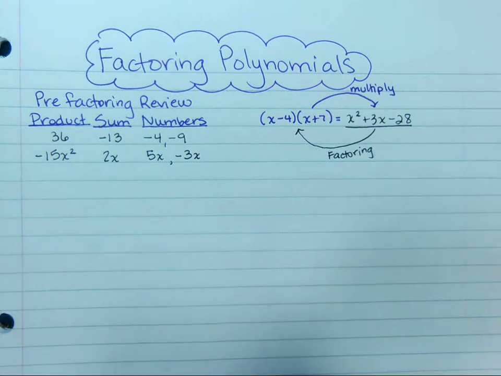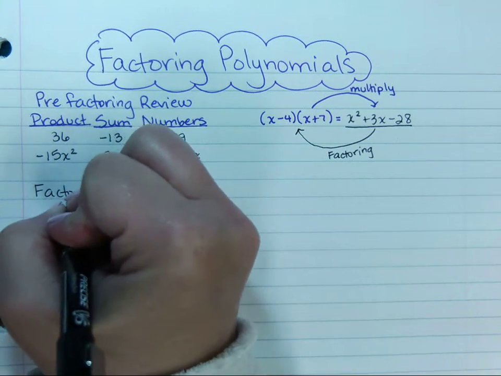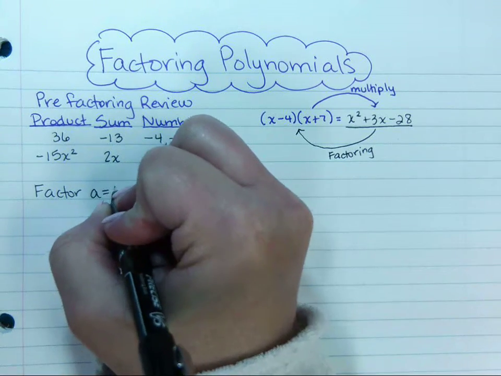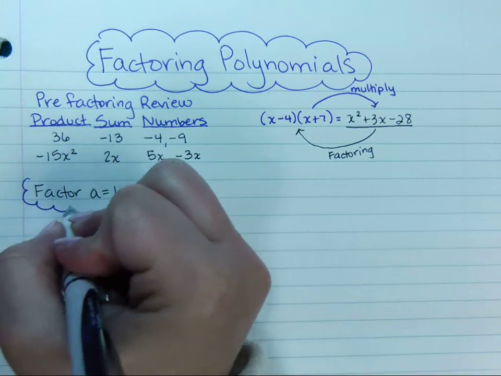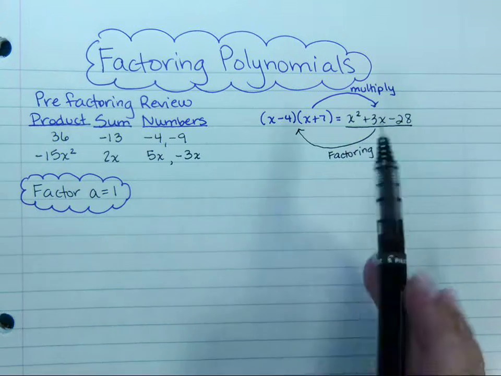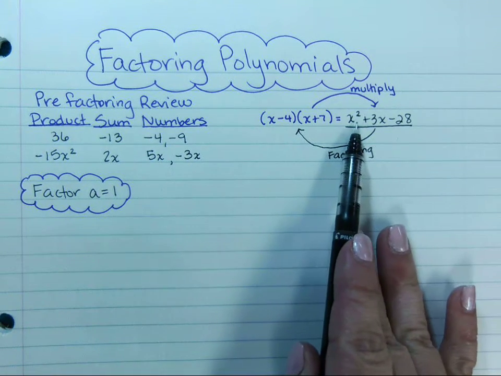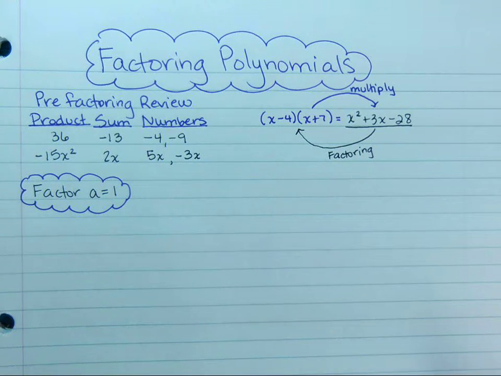Right? So what we're going to work on today, the first part of factoring, is that we want to be able to factor polynomials where a is equal to 1. Like I said, we're going to have a few different notes on polynomial factoring, and so this is going to be the first step. If you look at the polynomial that I have, this x squared plus 3x minus 28, that's written in standard form.